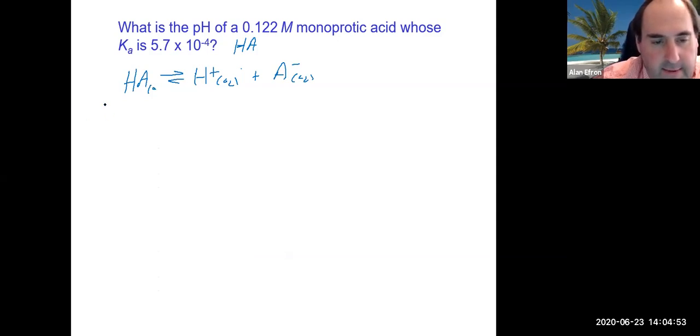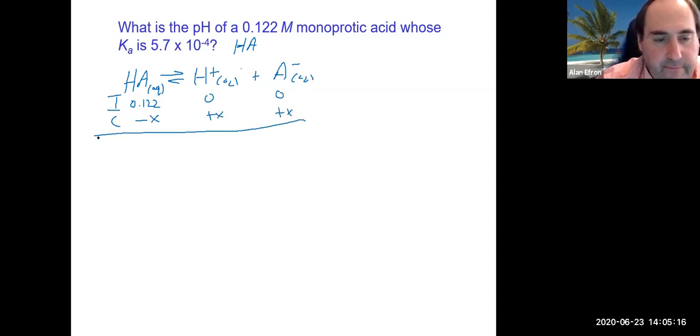All right, so we got a Q. Now we're going to do our initial and our ice table. The only number we're given is 0.122, 0 and 0 here. Again, safe to assume we're going left to right. So minus x, plus x, plus x. And that's going to give us 0.122 minus x, x, and x.